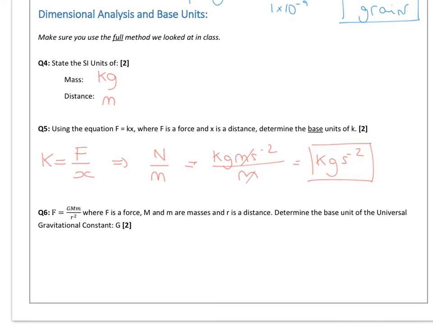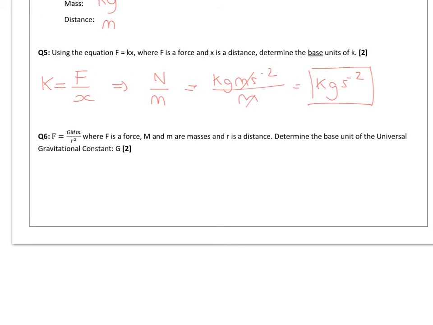So there's 2 marks here. The first was getting to this stage, so rearranging and subbing in the SI units, then moving into base units and simplifying for the second. Okay, so then we've got Newton's law of gravitation.